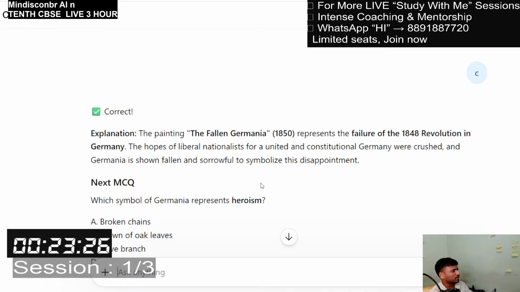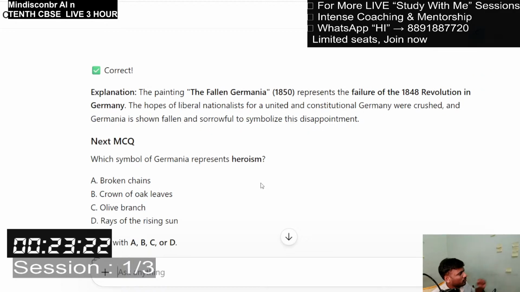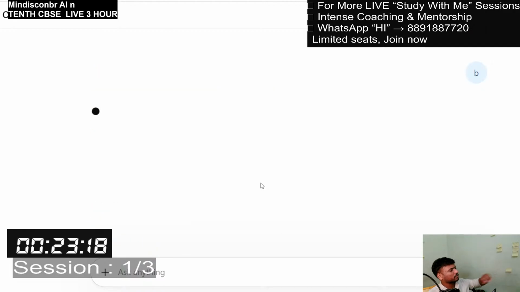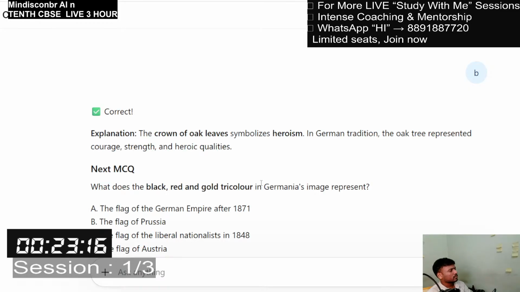Which symbol of Germania represents heroism? Crown of oak leaves. Crown of oak leaves symbolizes heroism. In German tradition, the oak tree represented courage, strength, and heroic qualities.